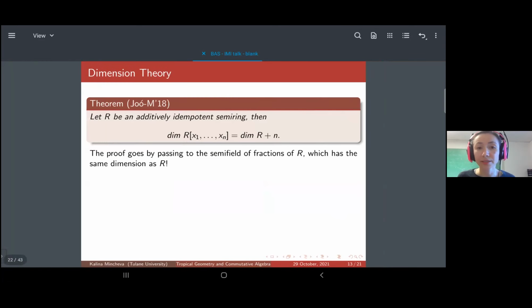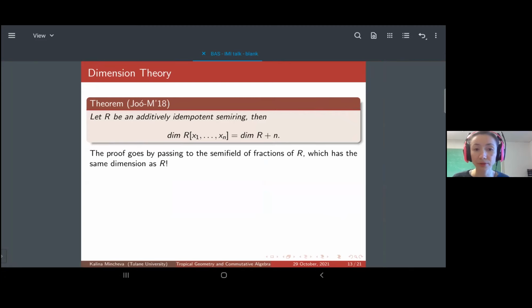And the answer is, it's actually true in general. So if R is any additively idempotent semiring of your choice, then the dimension of a polynomial ring in n variables with coefficients in R is the dimension of R plus n.